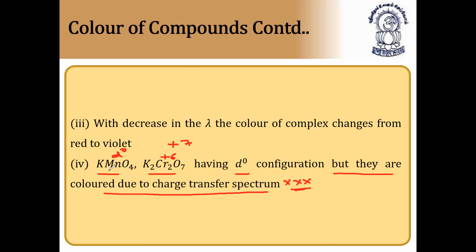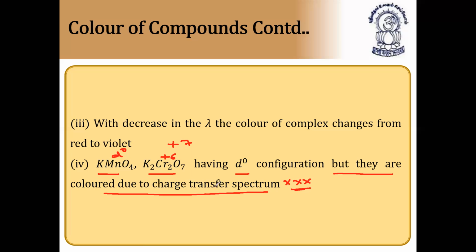So the oxidation state of manganese is +7. +7 means in this case it is d0. And the oxidation state of chromium is +6. +6 means all the 6 electrons of chromium are removed. So they do not have any electrons in d as well as in s. So even though they have d0 configuration and no unpaired electrons, these two compounds, potassium permanganate and potassium dichromate, exhibit colors due to charge transfer spectrum.